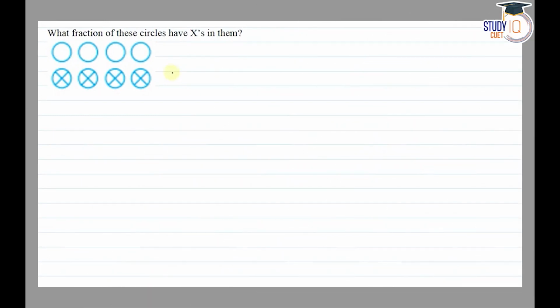Hello everyone, this question appears in class 6 NCERT chapter of fractions. This is 10th question of its exercise 7.1. So, the question says that what fraction of these circles having crosses in them?